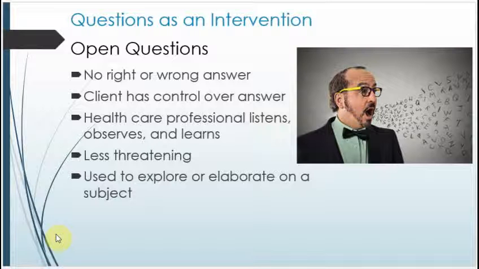Sometimes, I talked about in unit 1.1 about the verbal matching the nonverbal. Sometimes when you're interviewing a client, you're going to see their nonverbal doesn't match their verbal, and you're going to be very skeptical about what they're saying. And it's all right to kind of bring that up when you're talking to them. Open questions are less threatening. They're used to explore or elaborate on a subject.